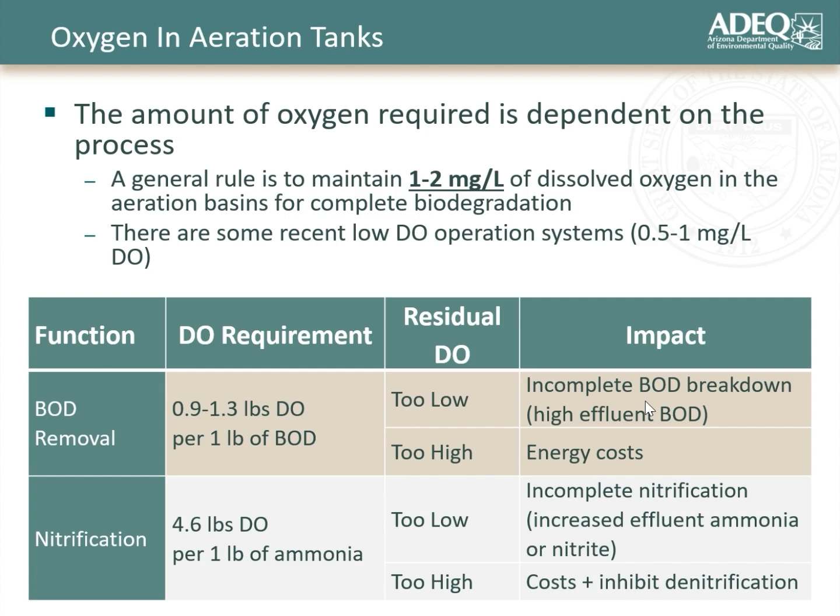Now, for nitrification, you actually have a much higher oxygen demand. In this situation, you need 4.6 pounds of DO per pound of ammonia that's being treated by nitrification. If you have too low, you can get incomplete nitrification occurring, in which you maybe do not oxidize all of your ammonia, or you get a partial nitrification, in which you produce a lot of nitrite, which is not ideal. If it's too high, you can potentially have high costs, and you can inhibit denitrification, as we're going to talk about in a little bit as well.